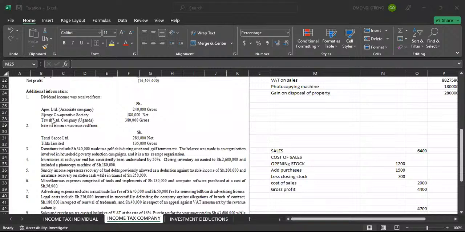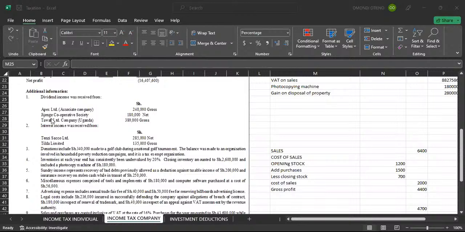Then we have Jijenge Cooperative Society with a value of 180,000. That is the dividends received from Jijenge Cooperative Society. So the dividends from cooperative societies are subjected to a withholding tax of what rate?